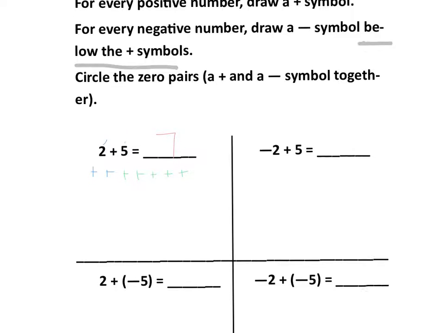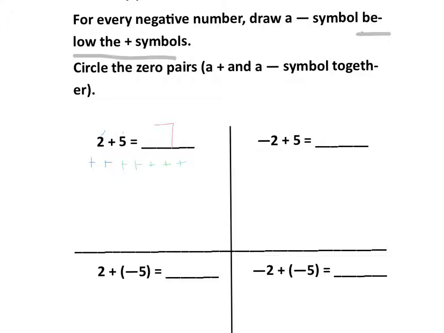Now let's take a look at negative 2 plus 5. So we're going to draw 2 negatives, 1, 2. And now we need to draw 5 positives. Once again, remember that the negatives go below the positives. So we're going to draw 5 positives. And the first 2 of the 5 go directly above the negative symbol. And then we have those.